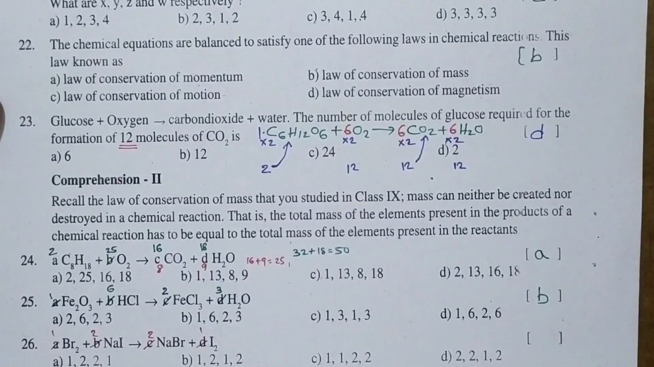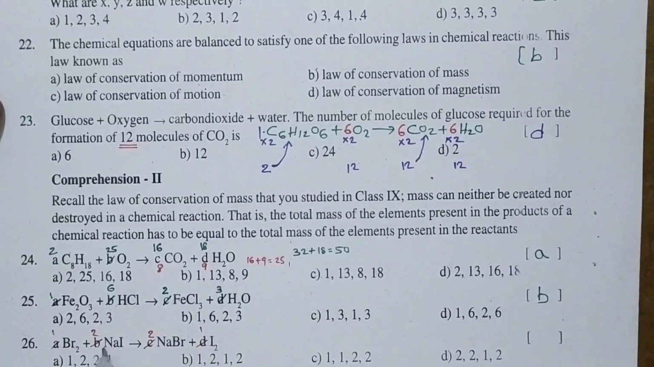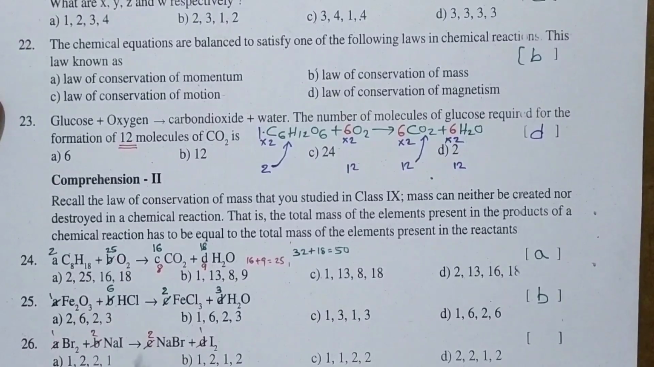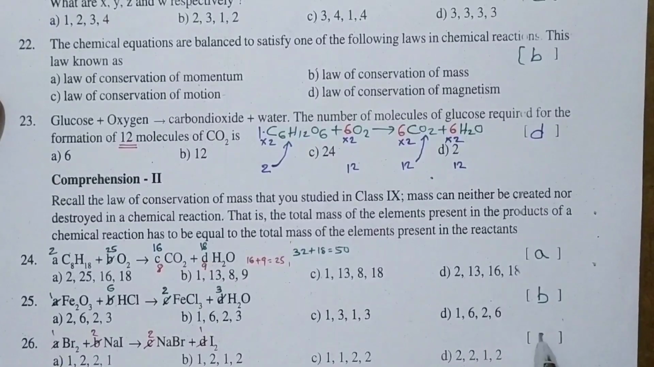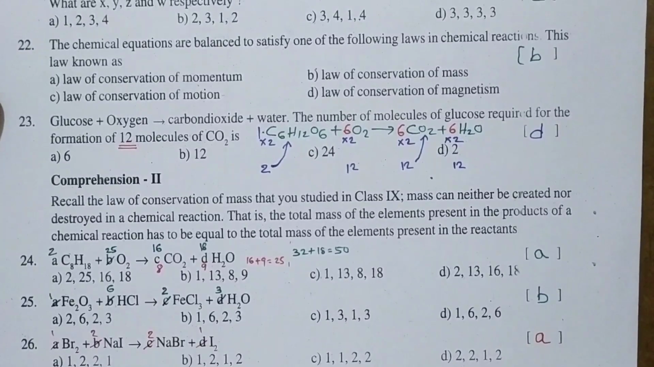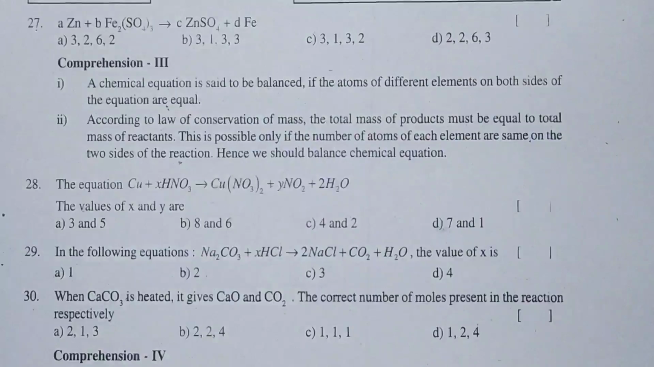Now let us do checking balance once again. Br2, here Br, 2 times Br. Here Na, sodium 2 times. Here also sodium 2 times Na. Here 2 times I, 2 times iodine. Here also I2 means 2 times I. So answer 1, 2, 2, 1. So option A is 1221. Option A is the right answer for this question.